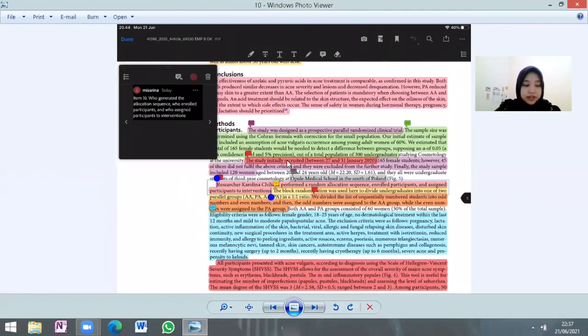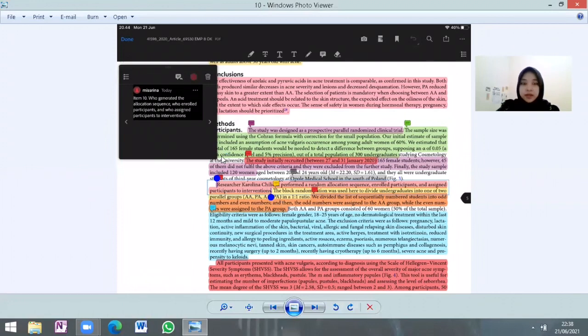The next checklist item, number 10, who generated the allocation sequence, who enrolled participants, and who assigned participants to interventions, is also reported on page 5. The researcher performed the random allocation sequence, enrolled participants, and assigned participants to intervention.